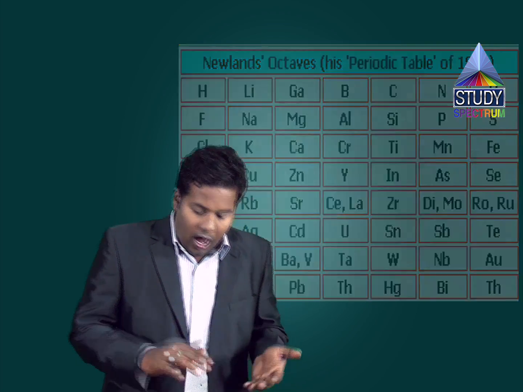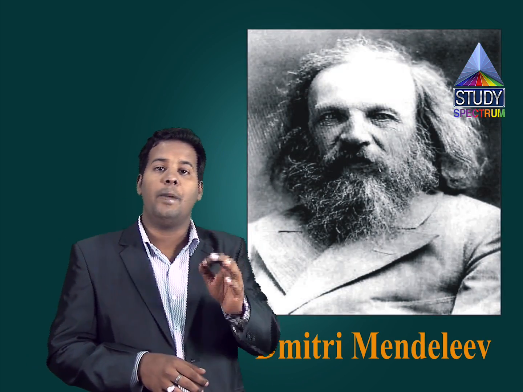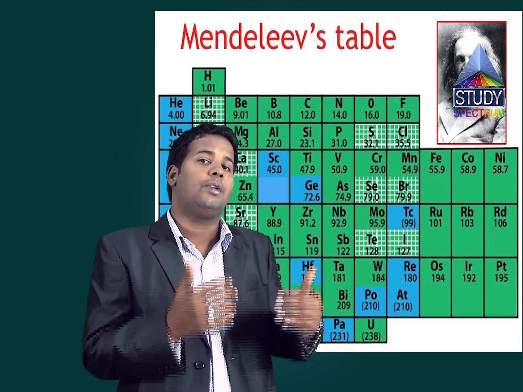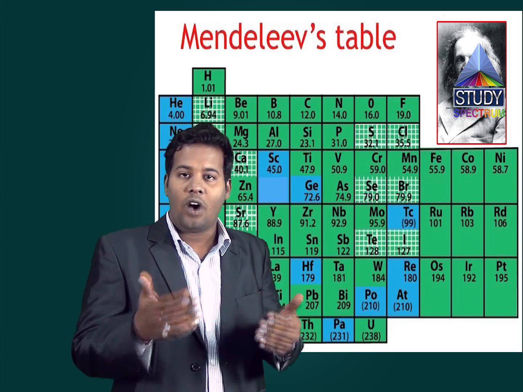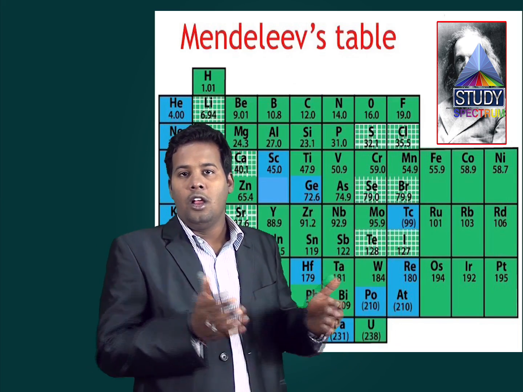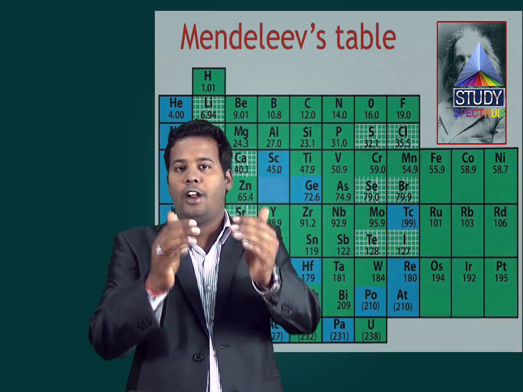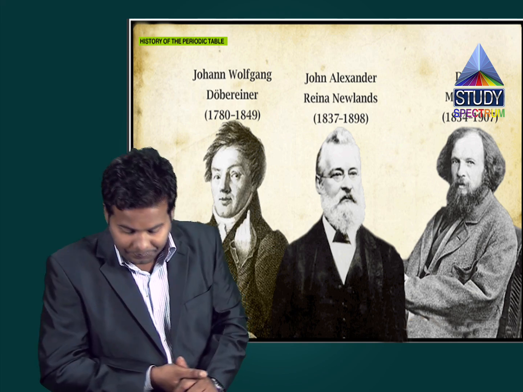Now, after Newland gave his law of octaves, and during that time also, there was a Russian scientist called Mendeleev, who was also working on the periodic table, and after Newland he gave his periodic table. The fact is his periodic table was highly recognized and appreciated, but it still failed. Why? If you remember, like I said, the cause for the failure of all these 3 scientists was that increasing order of atomic masses was their basis of periodic table.